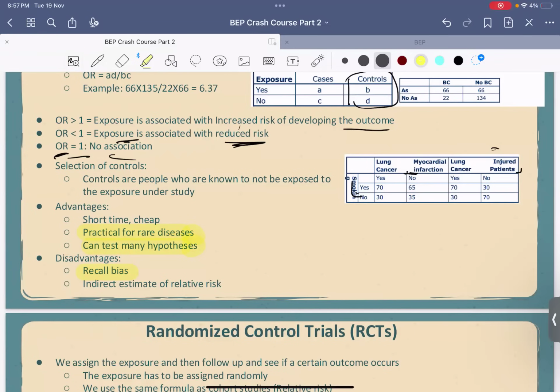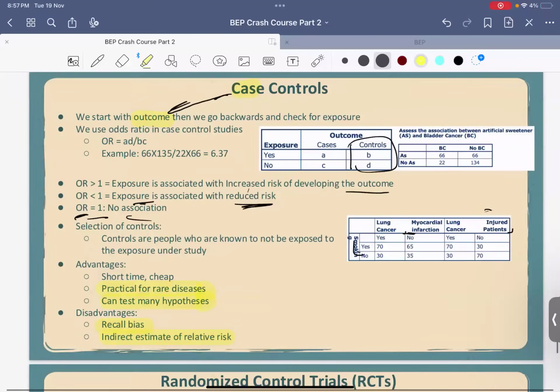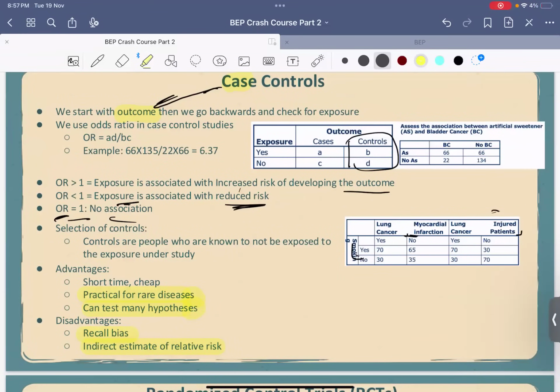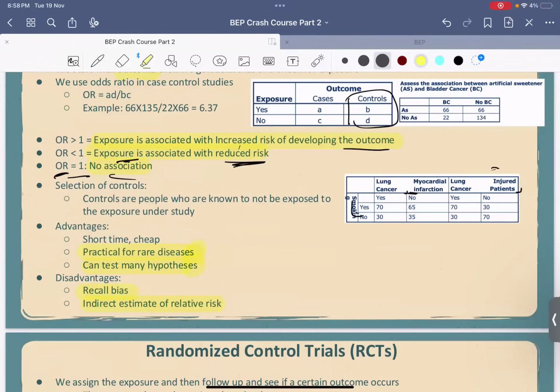Another disadvantage is indirect estimate of relative risk. If the odds ratio, for example, is 6.37, that's not very accurate. That's not relative risk. It's not the same as a relative risk. Although we're interpreting it as a relative risk, we're saying this is the same interpretation as a relative risk, but it's not directly a relative risk. We didn't calculate it the same way as a relative risk, so obviously it's less accurate. So that's all you need to know. The most important thing is the rare diseases and rare exposure thing.